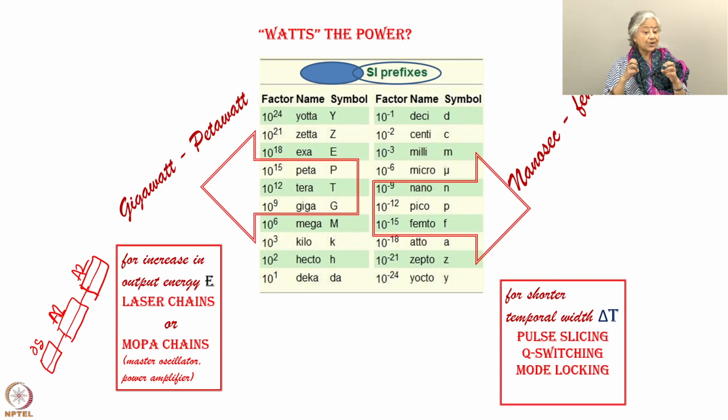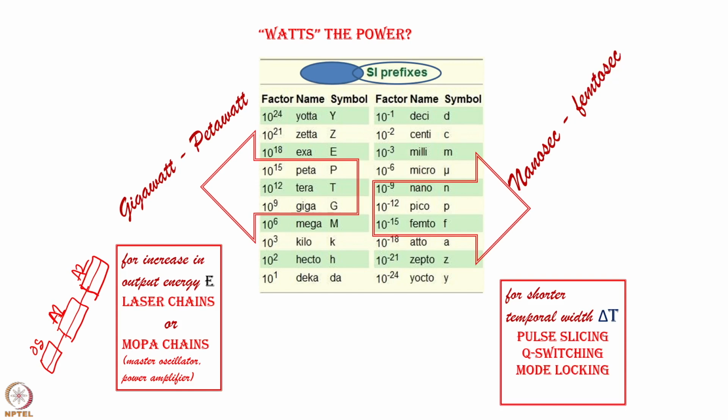You cannot extract all the energy from just the oscillator. So you need amplifiers in order to increase the energy, and if you increase the energy, your peak power also increases, as we have seen before. So, that is what happens.